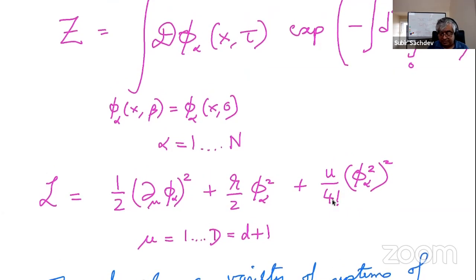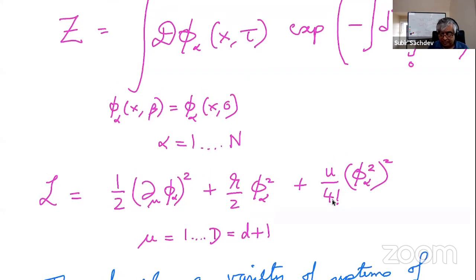So that's the relativistic phi-fourth field theory with n component fields. There's an implied summation over alpha: this is phi alpha squared with the sum over alpha inside, and then the whole thing squared. Only then do you have the right symmetry. So this is phi-fourth field theory with n components in capital D dimensions.